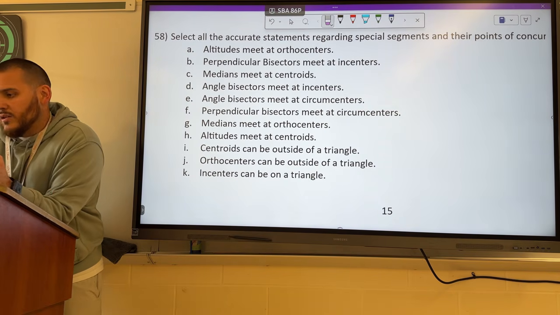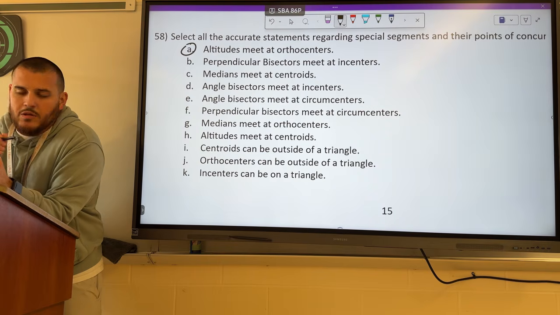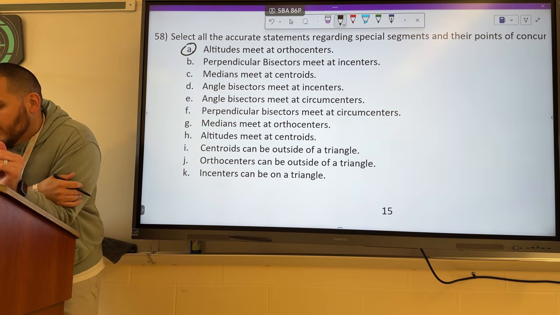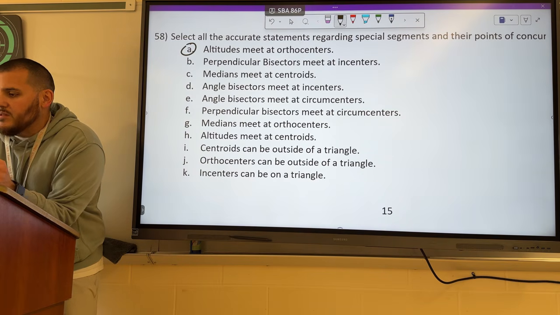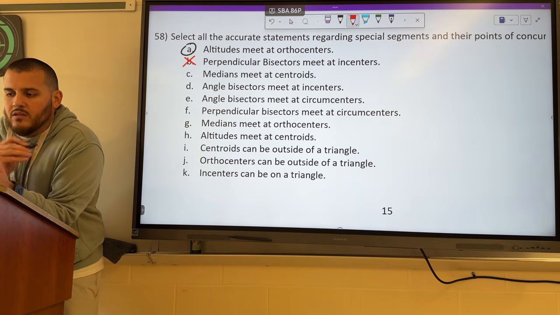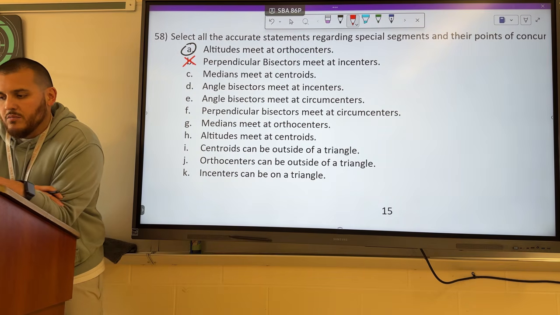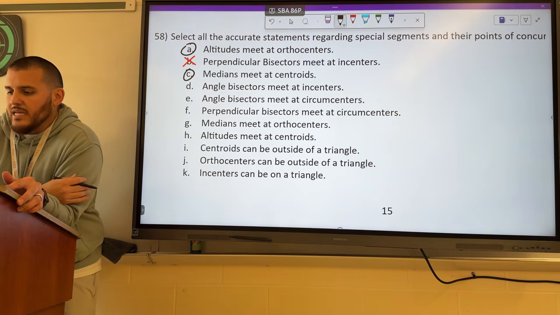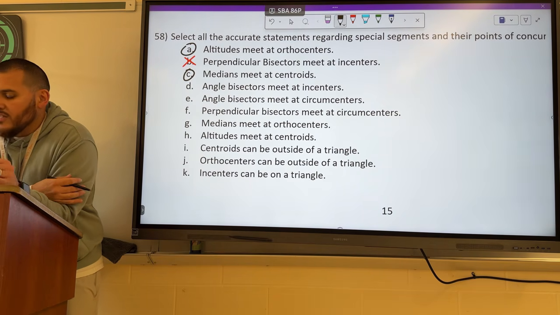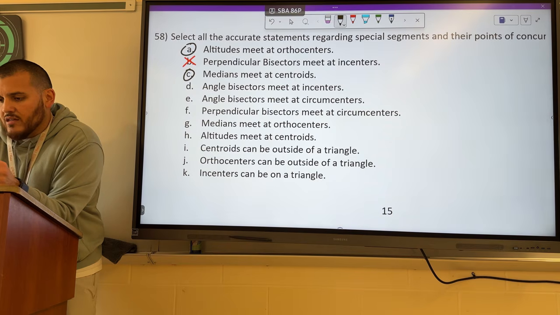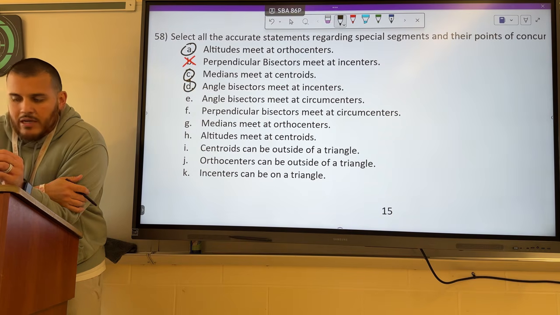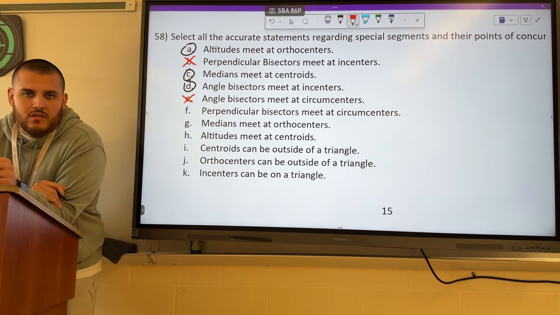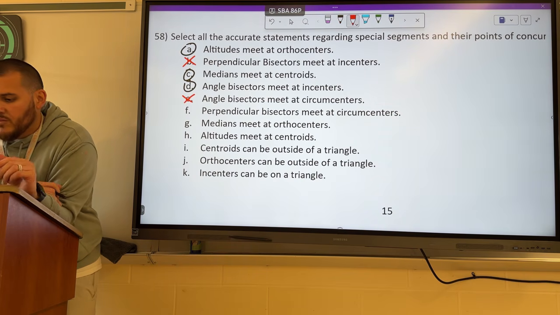Altitudes meet at orthocenters. That is true. An altitude is a special type of segment. The point at which all the altitudes of a triangle meet is called an orthocenter. Perpendicular bisectors meet at incenters. That is not true. Perpendicular bisectors meet at a point called a circumcenter. Medians meet at centroids. That is absolutely true. Angle bisectors meet at incenters. That is also a true statement. Angle bisectors meet at incenters, which means they don't meet at circumcenters. That example is false there.